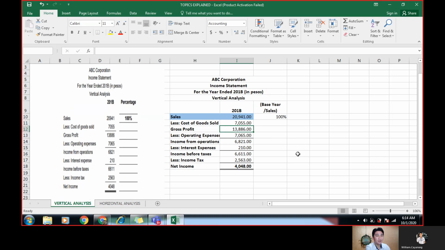Okay. Therefore, our gross profit, since it will be deducted from sales less cost of sales, is 13,000. Okay, so 13,000 will be deducted by 7,000 or the operating expenses. Then you will get your income from operations. Now, it will be reduced again by your interest expenses and your income tax to get your net income of 4,408. Now, on this matter, we are going to measure ilang percentage ba tong cost of goods sold, the gross profit, hanggang net income if we are going to base it on the sales.